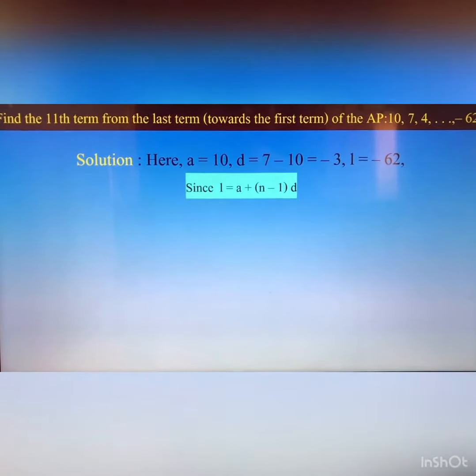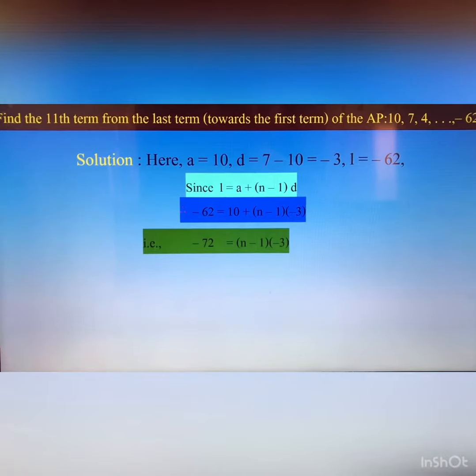But we know that if L, that is the last term, is given, then L equal to A plus (n minus 1) into D. So this is the formula if the last term is given. So we will put all the values. L equal to minus 62 and A is 10. N is required. How many terms is this AP containing? So it is n minus 1, and D is minus 3. On simplifying, we will get minus 72.